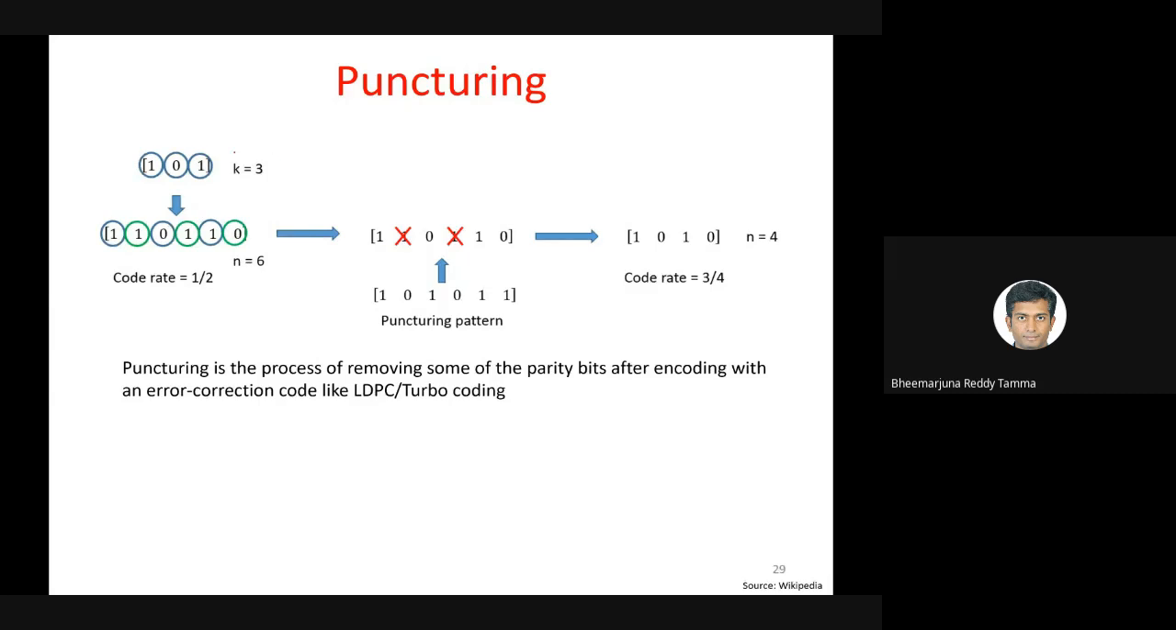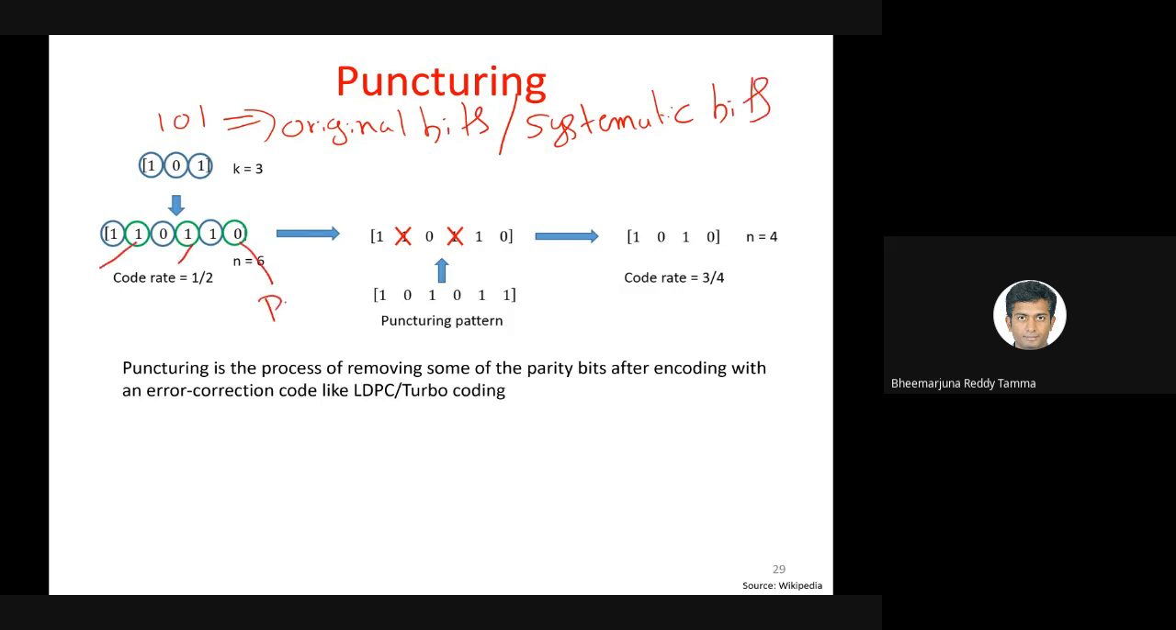These are the original bits. I have 101. These are my original bits. In the terminology of LDPC codes, they are also called systematic bits, or systematic codes. So look, I have 3 bits. So these are my parity bits.